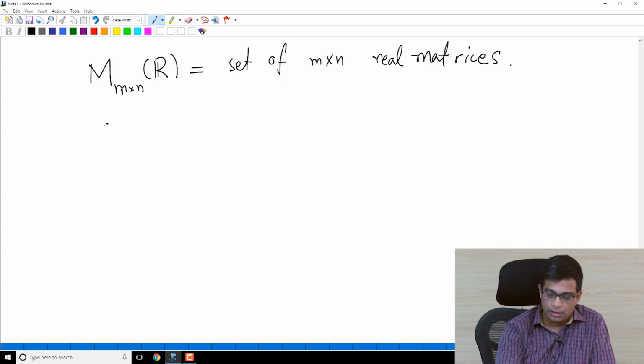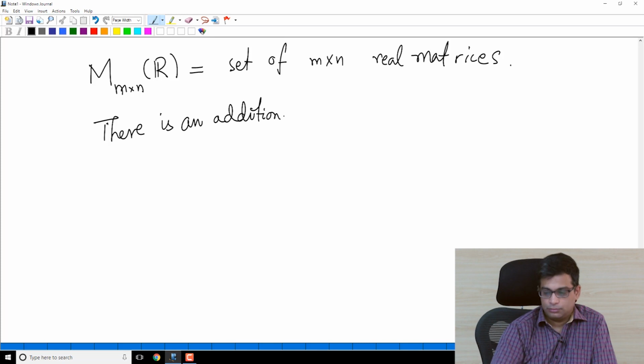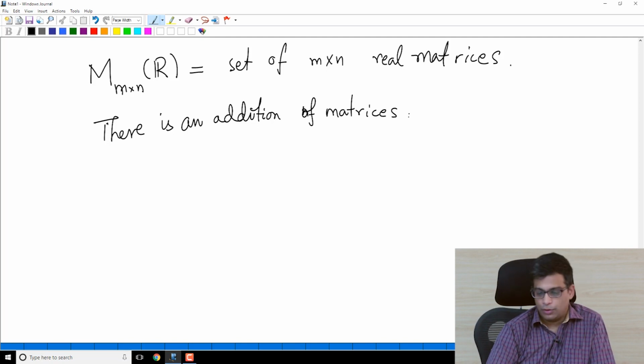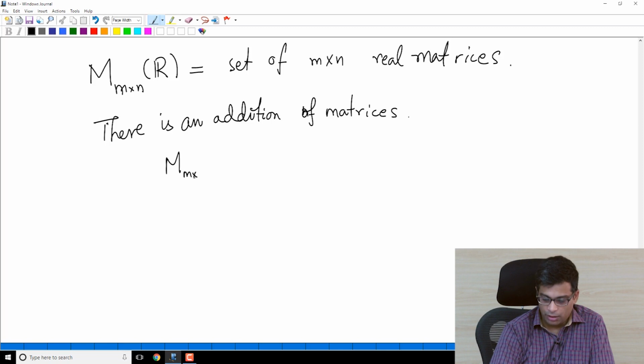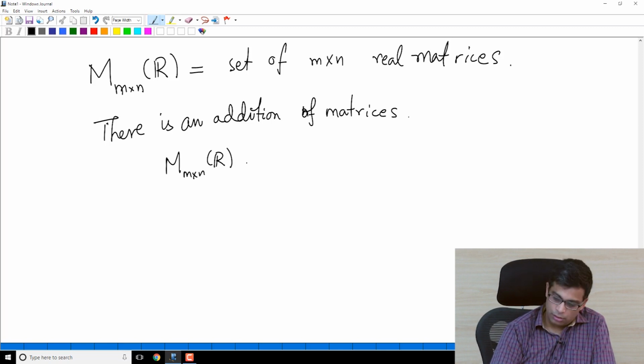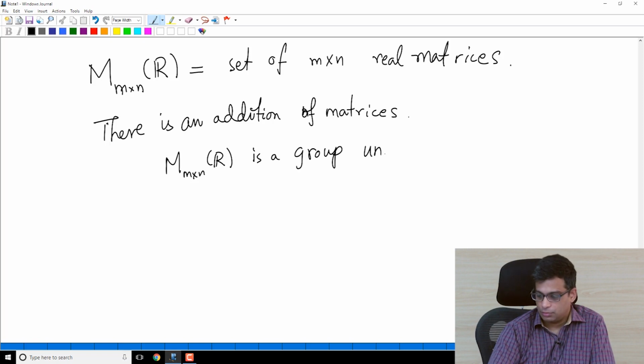So, there is an addition here. You can add matrices entry wise. So, m by n R is a group under addition. This is easy to check.